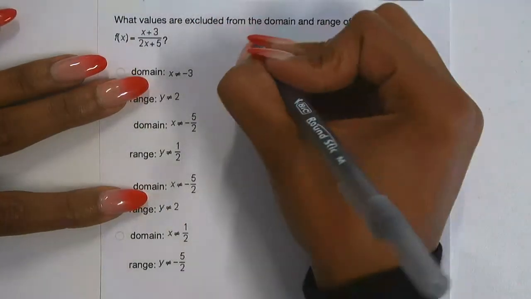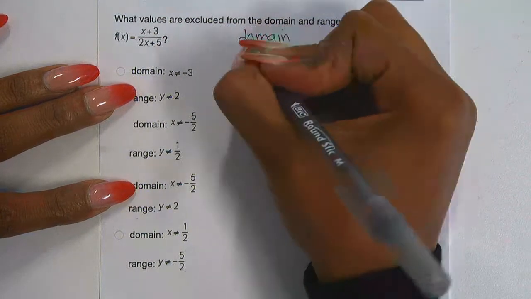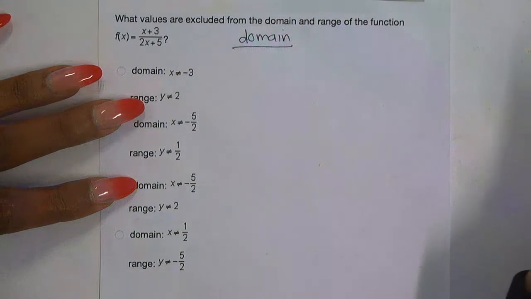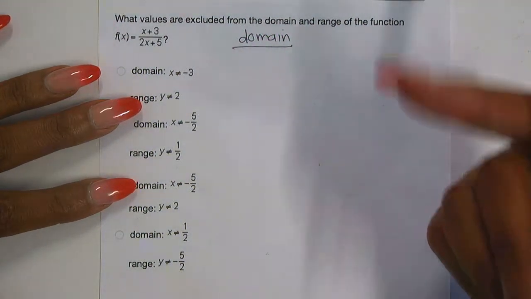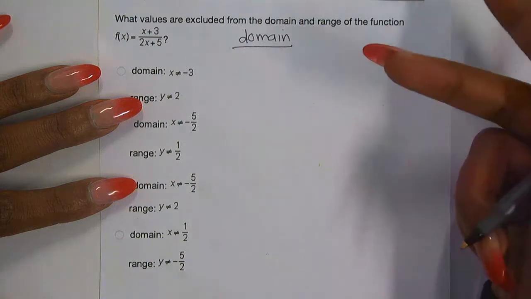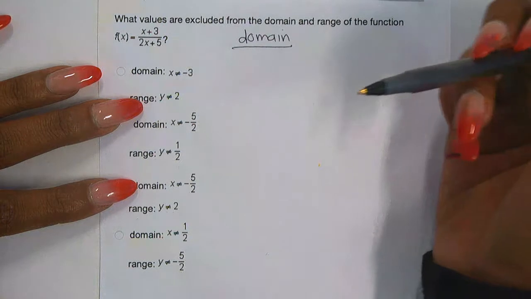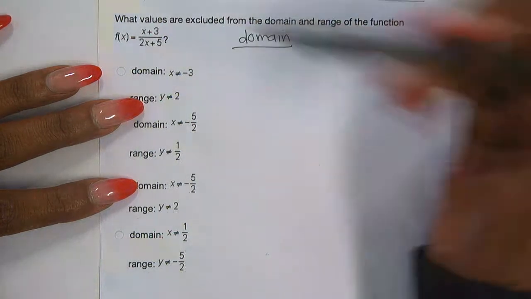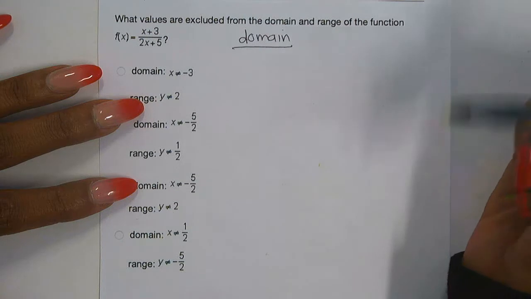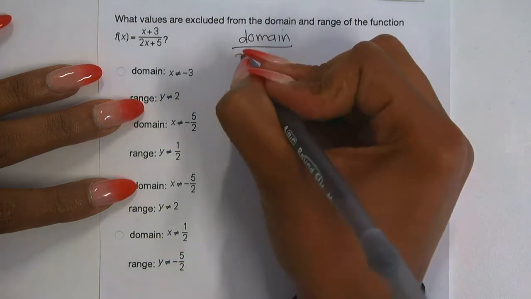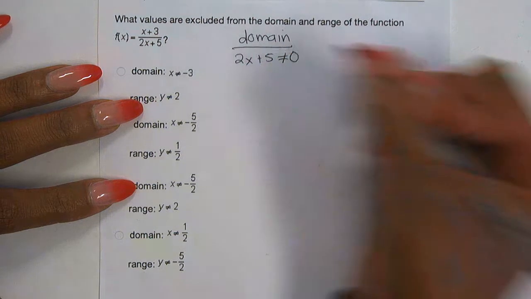So for our domain, we know that there's two types of cases that we need to look out for, right? We don't need to have a negative square root, or we don't want to have 0 in our denominator. Looking at the function given to us, which is rational, I think we need to be careful about this denominator equaling 0. So again, what I do for that is I take my denominator, 2x plus 5, and I set that not equal to 0, right? Because again, that is what we are trying to avoid.